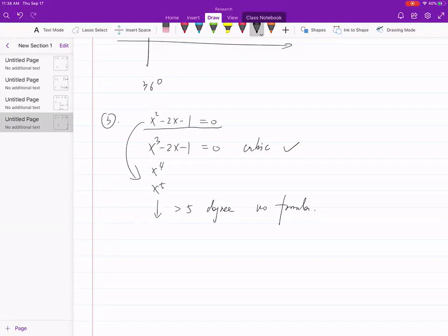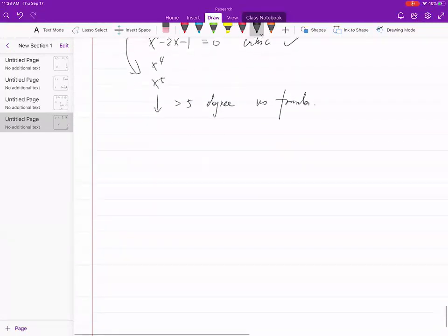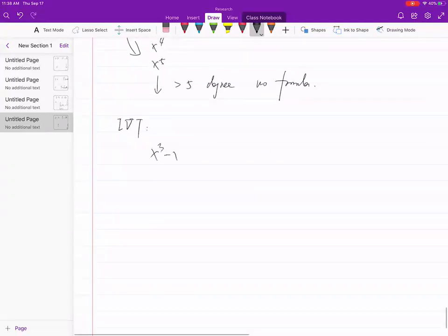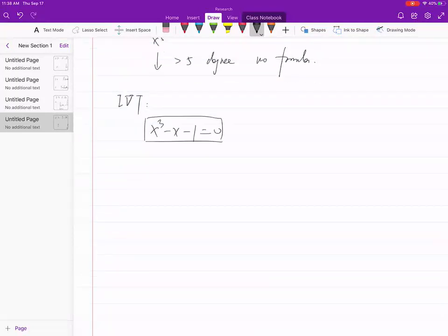This is not all the methods they have. This is one way. And they use the intermediate value theorem. It's actually quite simple. You want to solve this, right? And you don't have a formula. Fine. What I'm going to do is turn this into a function. I'm going to try to find where f(x) equals 0. That means solving the equation.